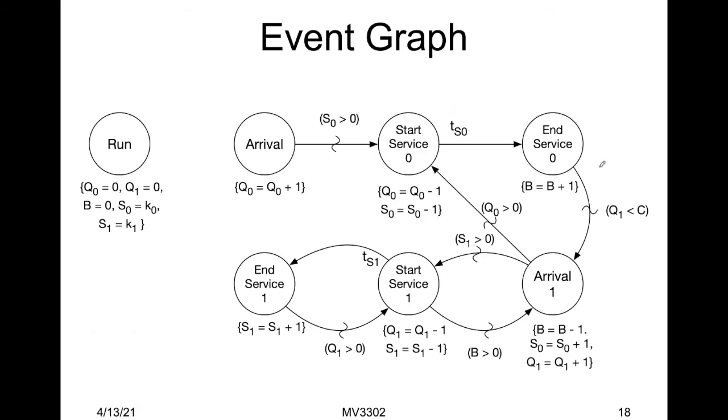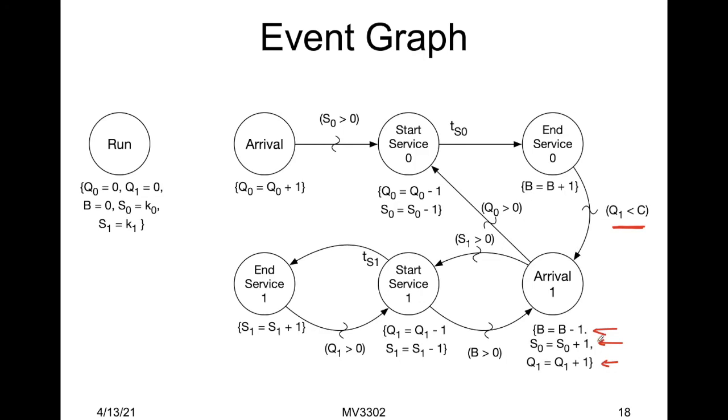Well, what can we do? When we finish service, we can check to see, is the second queue less than its capacity? Remember, we had a similar Boolean condition at the finite capacity queue. It's exactly the same thing. If there's room in the second queue, then we can schedule this arrival to station 1. And when that happens, we unblock, we now have an available server, and we now have one more in the second queue.